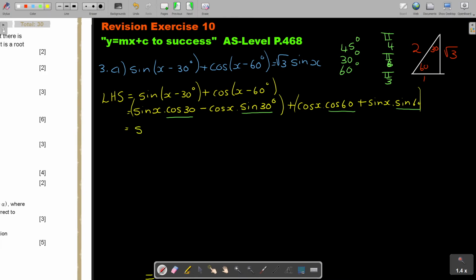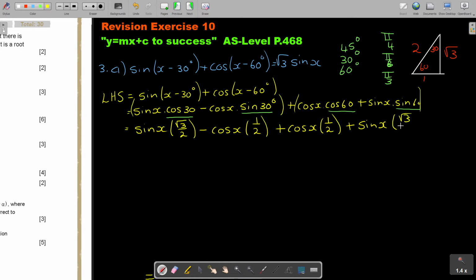Now I start. Sin x, leave x, you cannot substitute. So you have cos 30, so it's square root 3 over 2. Minus cos x, sin 30. It's opposite over adjacent, so it's a half. Plus cos x, put cos 60. What is cos 60? Adjacent over hypotenuse. Plus sin x, and now sin 60. Sin 60, it's square root 3 over 2.